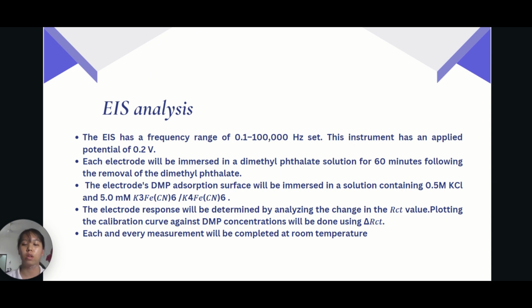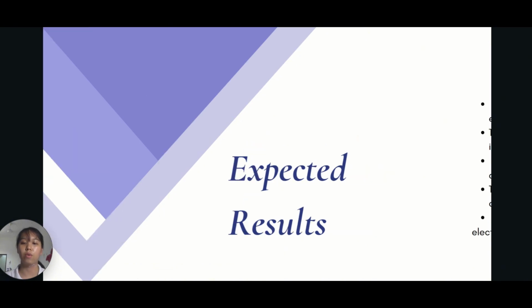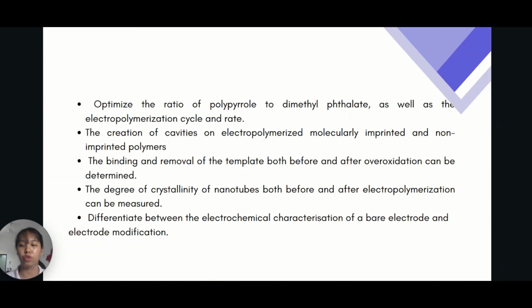After that, each electrode will be immersed in the DMP solution before and after the template removal. So next is the expected result. We just need to find all the parameters in a suitable range that can optimize the EMIP sensor. And also we need to create some cavities in the EMIP and also some MIP, and removal of the template before and after oxidation can be determined.